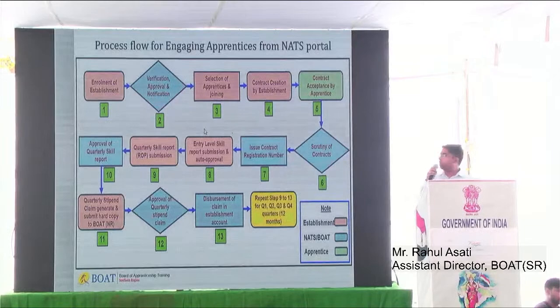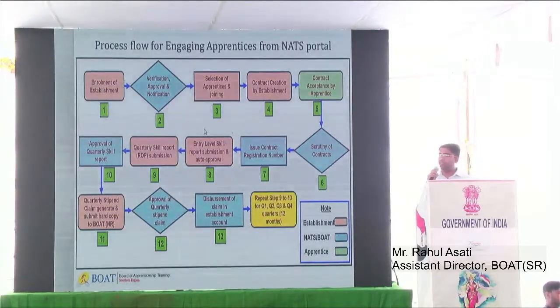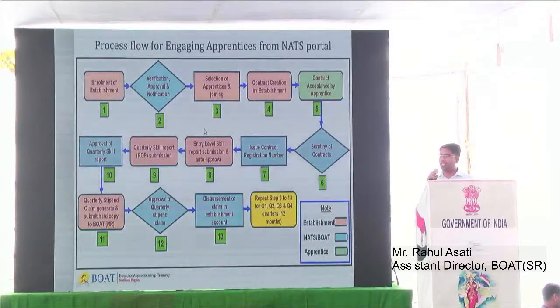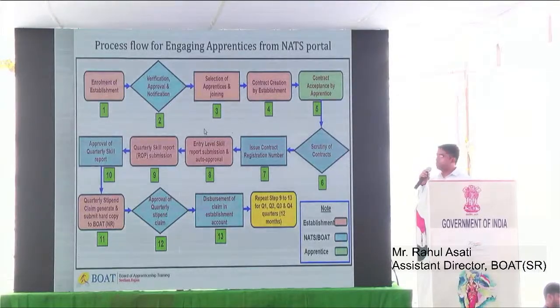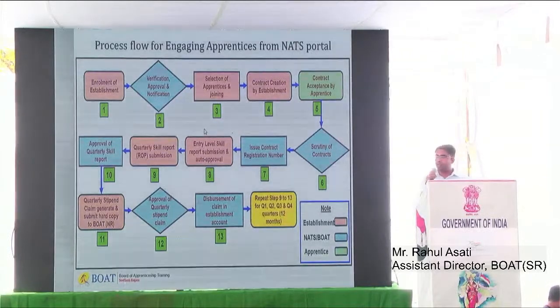Once the board gets this notification for approval, the board will give the approval for quarter 0, that is, the entry level. Once quarter 0 is approved, then after 3 months you can do the same exercise for quarter 1, quarter 2, quarter 3 and quarter 4. After this quarter 1, from the next day you can also raise the claim bills.